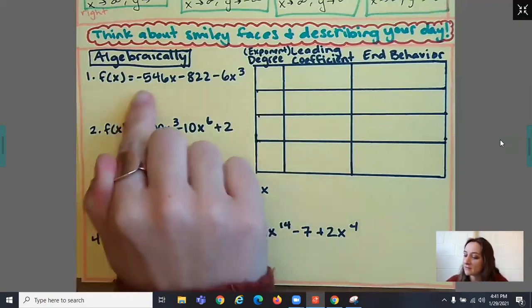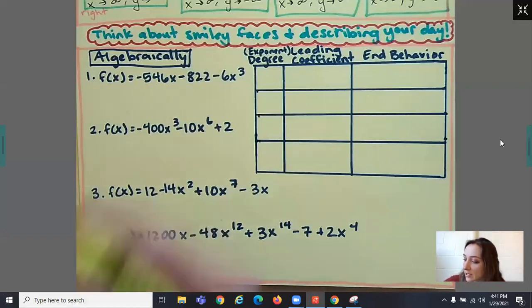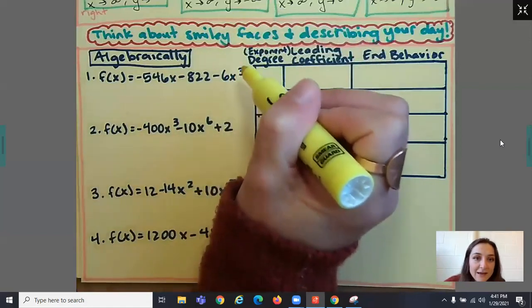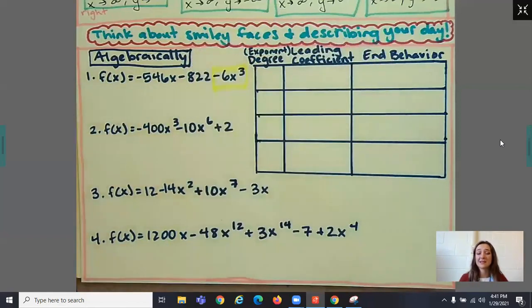So this very first example, what we're going to be looking at for end behavior is the highest exponent, which we call the degree, and the leading coefficient. The leading coefficient and the degree of the function, the highest exponent, only look at the highest exponent, so this one is x to the third, and the number in front of that highest exponent. So this is actually the only thing that we care about in this problem.